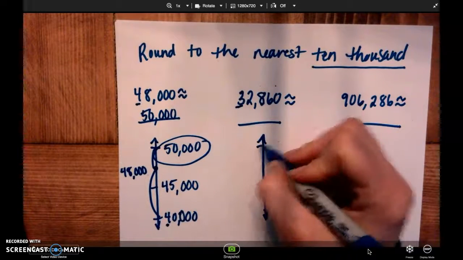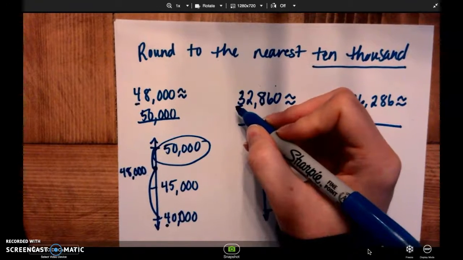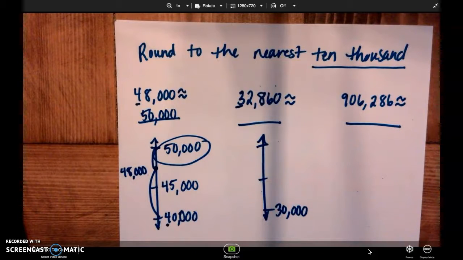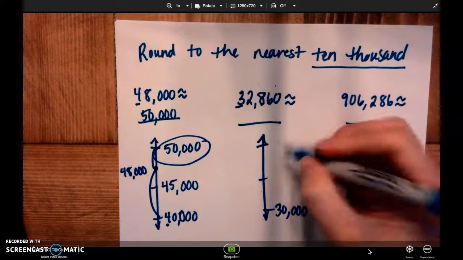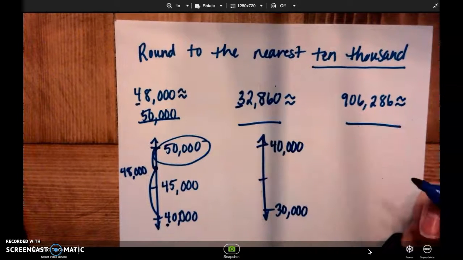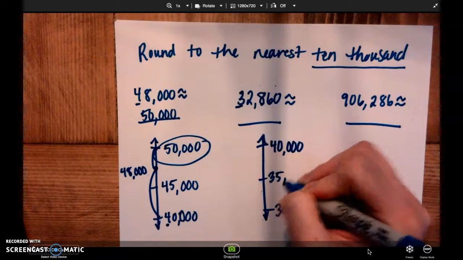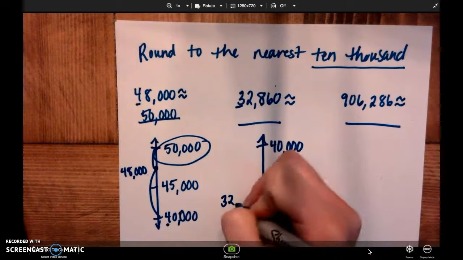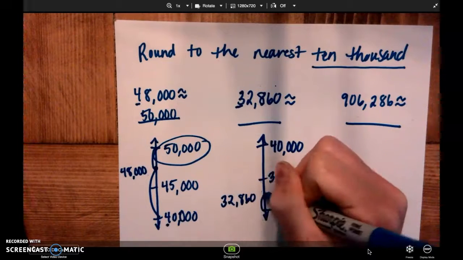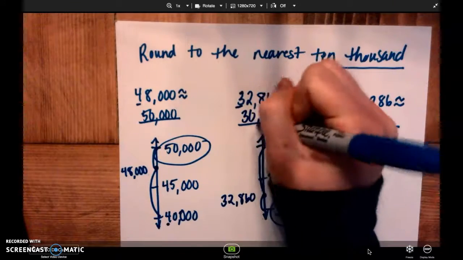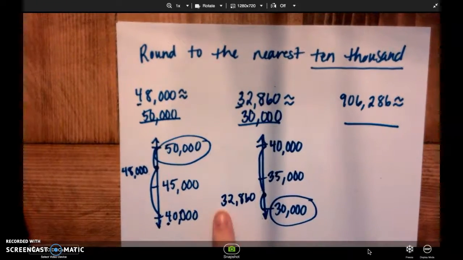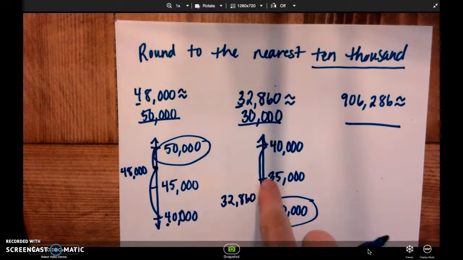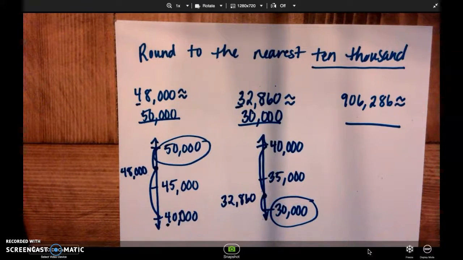Again, I know I'm rounding to the nearest 10,000, so I'm focused on that 10,000s place. There's a 3, so I know that's 3 10,000s or 30,000s for my bottom benchmark number. I ask myself, what is 1 10,000 more? And I know that's 40,000. My midpoint is 35,000. Then I can see that 32 would be between 30 and 35. 32,860 definitely falls in the bottom half of my number line. And so I know that 32,860 rounded to the nearest 10,000 is 30,000 because it falls in the bottom half. Very nice.